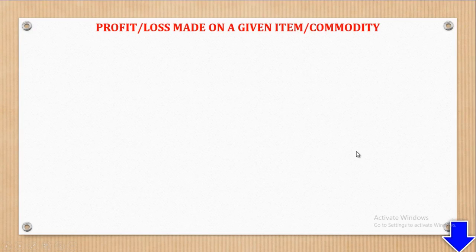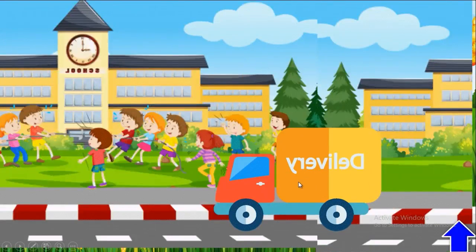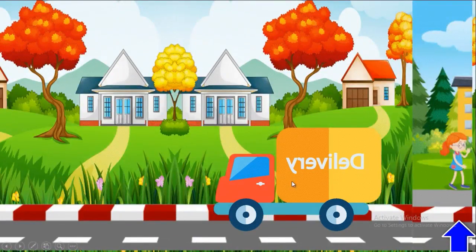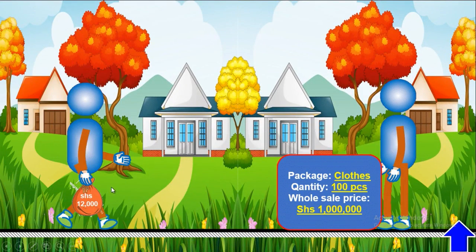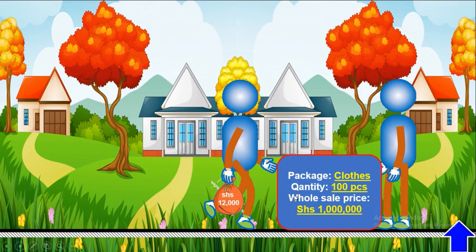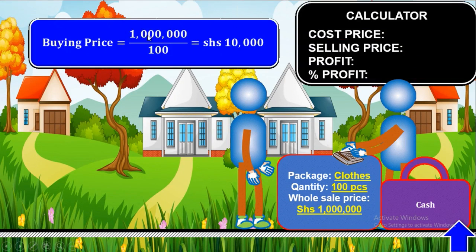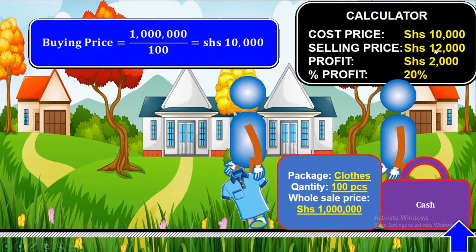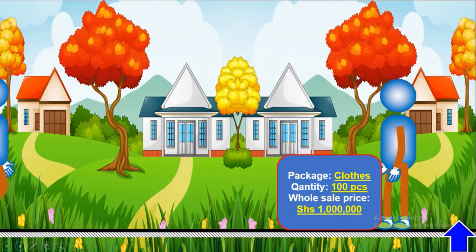Before we write anything, let's first look at this illustration to easily explain what this topic is about. So this is the trader. He buys goods from a wholesale, that is 100 pieces of clothes at shillings 1 million, as you see it here. Now this is the customer, comes with shillings 12,000 and wants to buy, so he will calculate and realize that the buying price will be 1 million over 100 to get the price for one item. Then the cost price is 10,000, selling price is 12,000, profit is 2,000, and the percentage profit is 20% in that case.